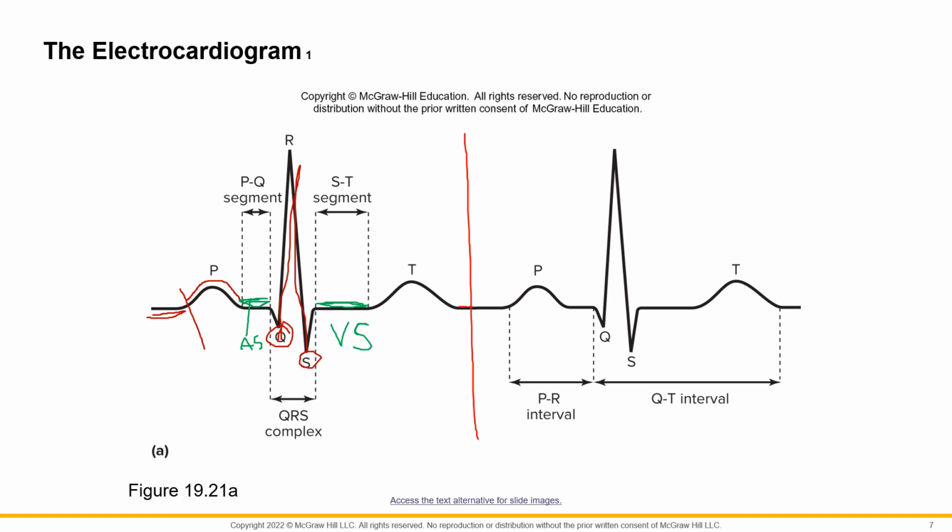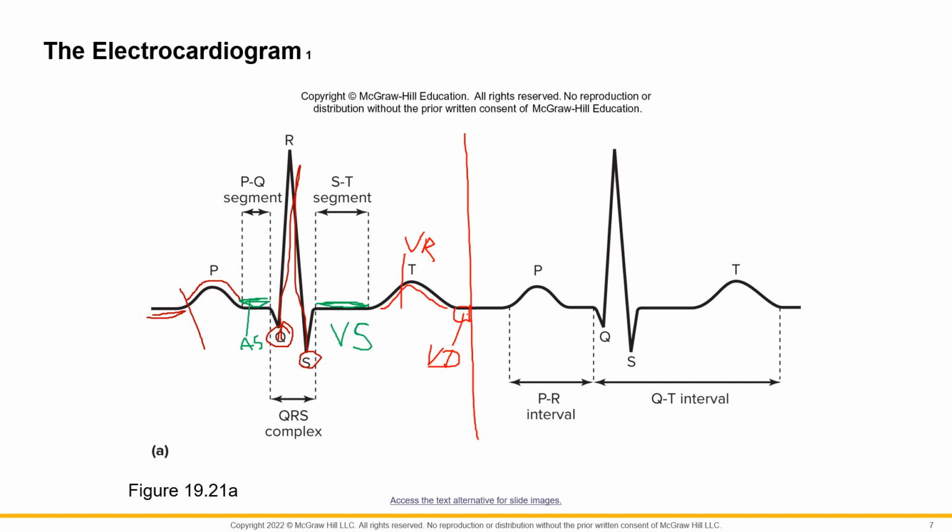place. So the next electrical event is represented here with your T wave. Now this wave is representing ventricular repolarization, which is an electrical event. Now the plateau following your T wave, this little segment right here, that is representing your ventricular diastole.